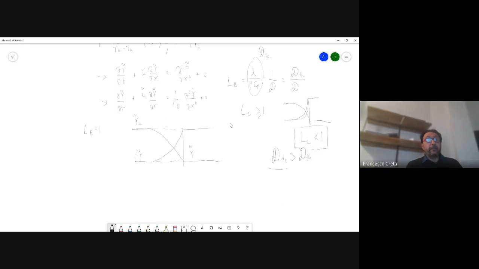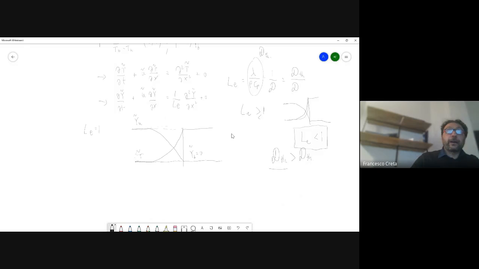So you see that the profile of temperature and the profile of concentration of the deficient reactant are essentially one the mirror image of the other, because the equations are exactly the same, okay? What is not the same is the boundary conditions for the two. Good.